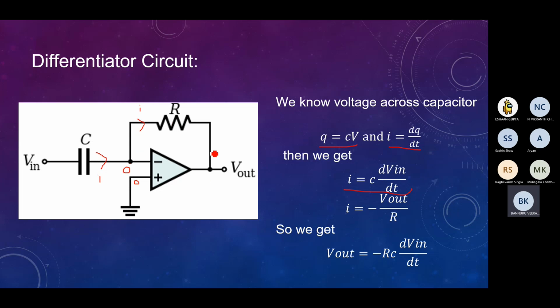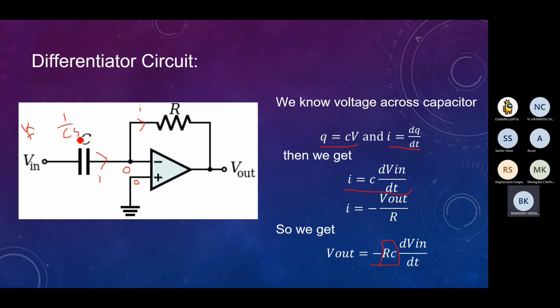And we also know that the current I in this resistor will be equal to minus V out by R. So we get V out equals minus RC dV by dt. And this RC is nothing but the gain of this op amp. We can also see this in the frequency domain, where the Laplace transform of the capacitor will be 1 by CS, right?